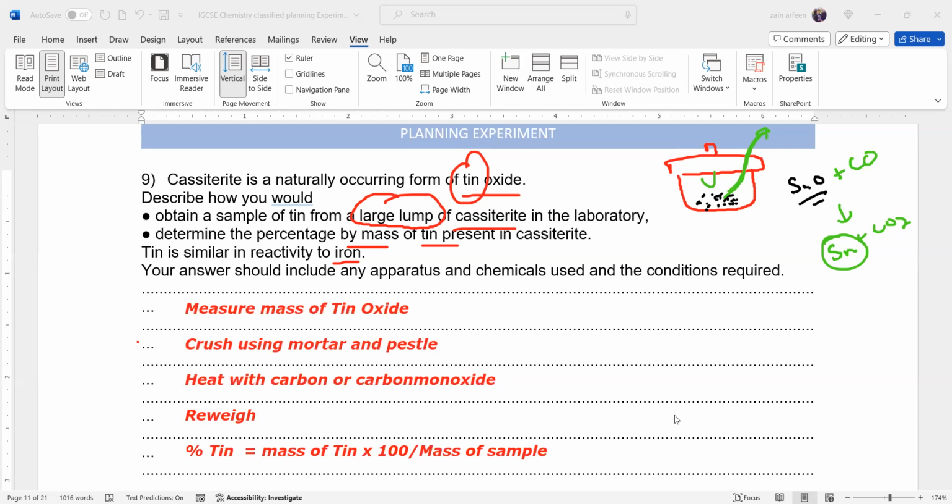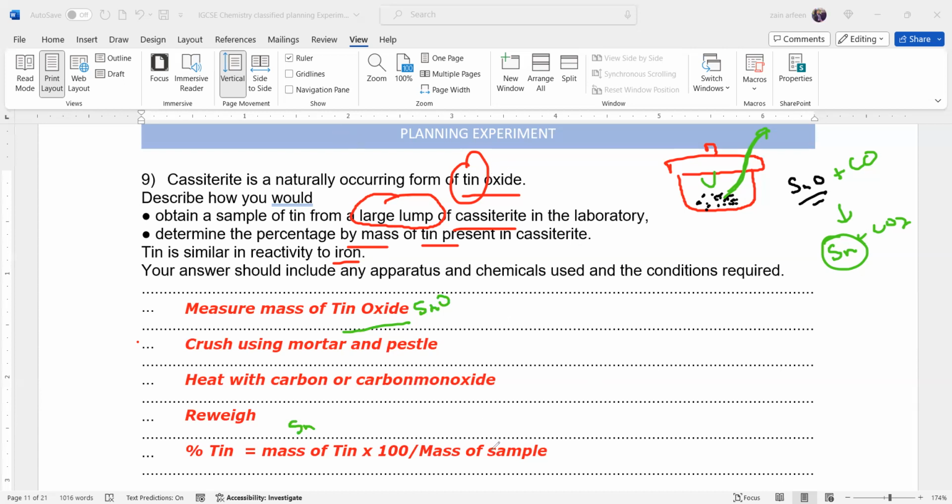So we measure the mass of tin oxide. After measuring, we crush using a mortar and pestle. Then we heat with either carbon or carbon monoxide, as tin is a less reactive metal. Then we'll measure the mass again, like we'll reweigh. And when we reweigh, that is actually giving the mass of tin, and the original mass was the tin oxide sample. So the mass of tin divided by the mass of the original sample, times 100, will give us the percentage of tin present in this mixture.